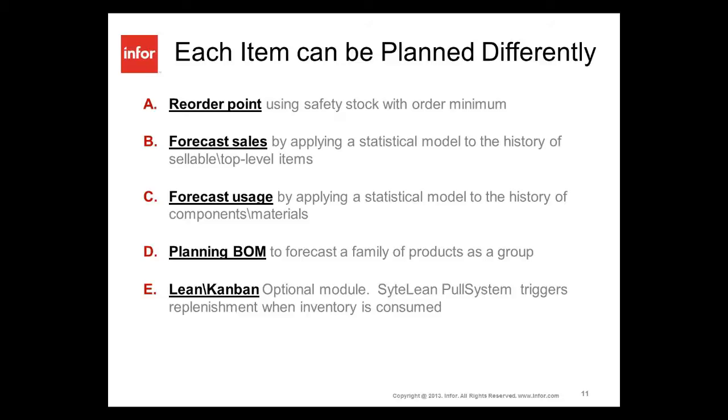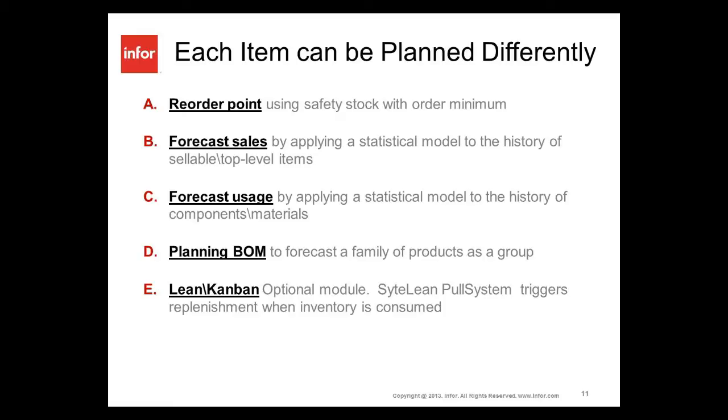Number C here is for if you're a make-to-order manufacturer, engineer-to-order, and you don't typically sell the same things over and over again, so really you don't have sales history that you can use to build a forecast, but rather you want to forecast the components that you use that are common to the items that you sell. So with SyteLine forecasting, you can either forecast the sellable items or you can forecast the components, and the system consumes the forecast for you in the forecasting application.